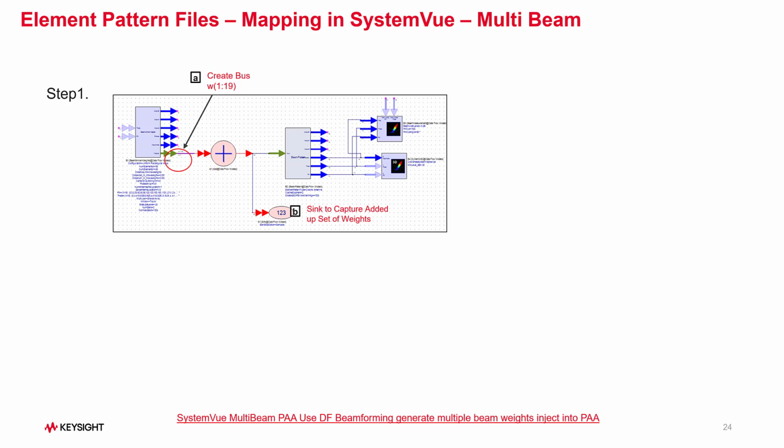Now the size of these beam weights depends on the array. In this case, we have a 38 by 38 size of the array. So it is going to produce a matrix of beam weights for each angle, 19 of them.